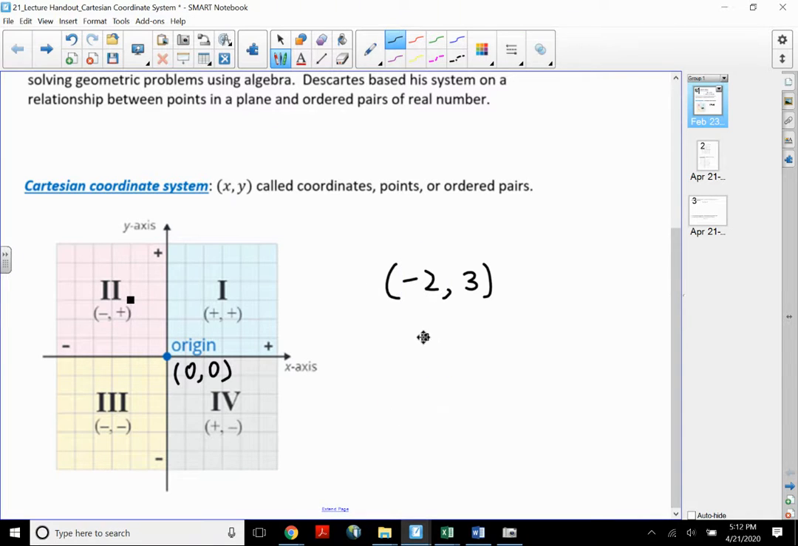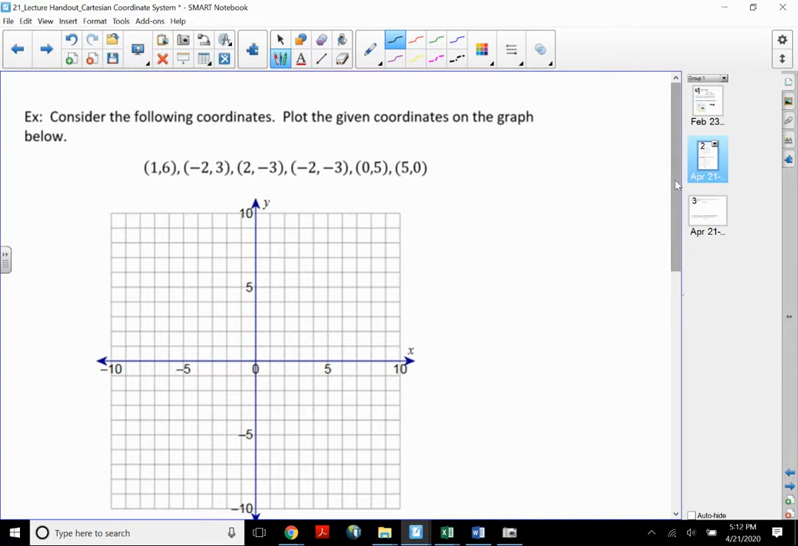What happens a lot of times with students is when they read negative 2 for x, they go to the left 2 and put a point there. Then up 3, put another point. That actually means you're plotting 2 points, which is incorrect. Negative 2 comma 3, all of this is only 1 point. The x value tells me to go either right or left first. Then the y value tells me I need to go up or down next. Let's give it a try.